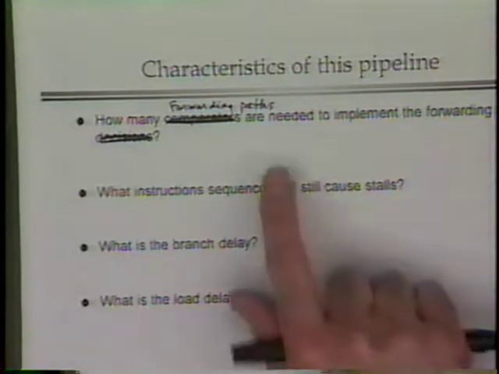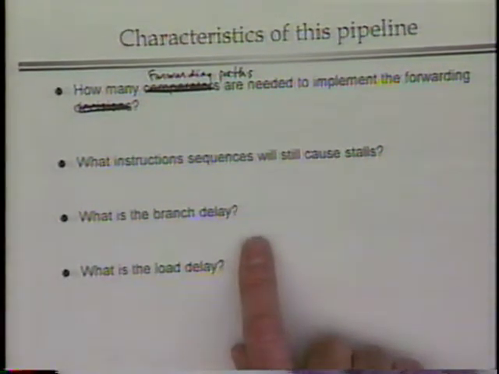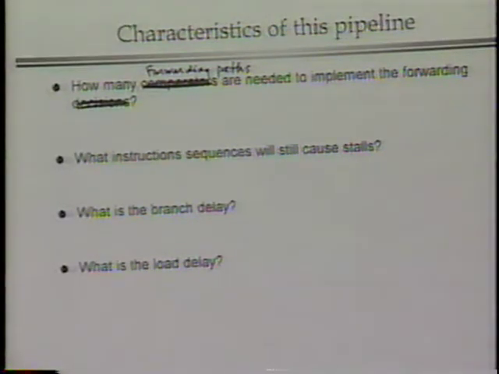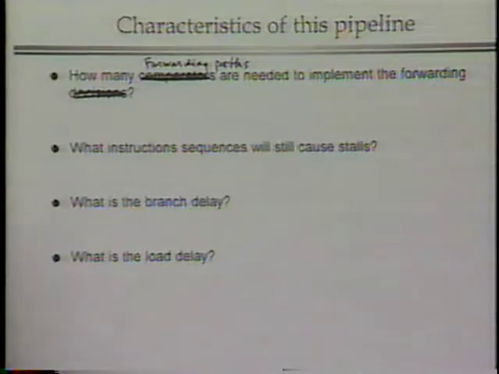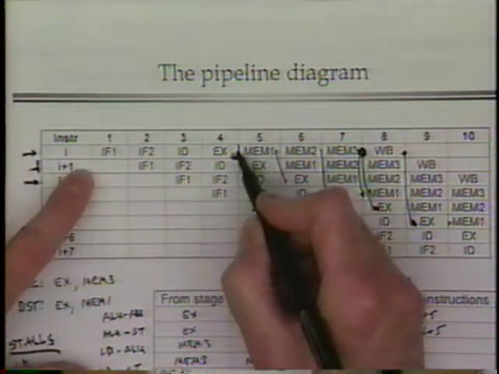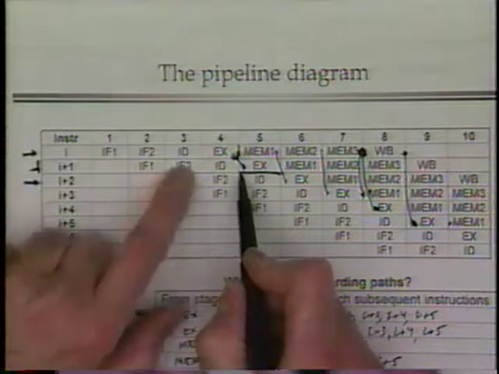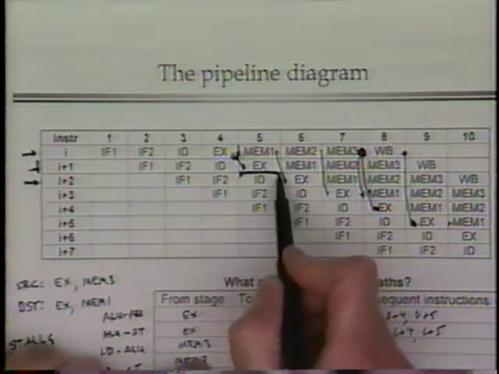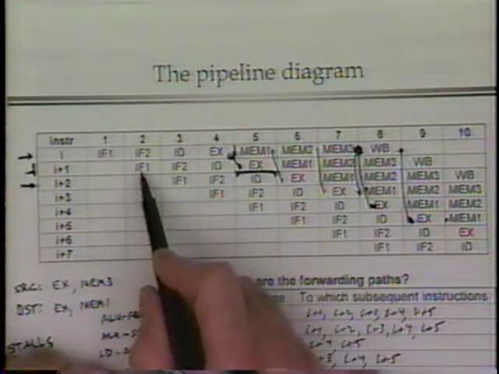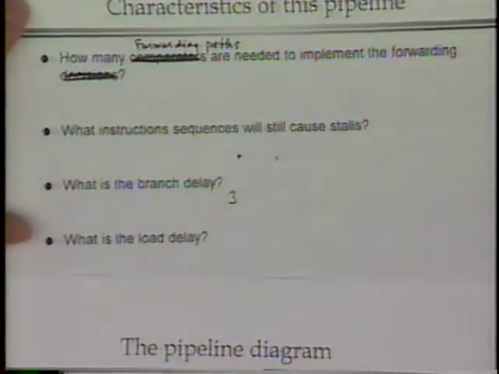Okay, I think we've answered most of the questions here. We understand how many forwarding paths. We talked about the instruction sequences that cause stalls. What about the branch delay? Let's just look at the simple case there. Our pipeline said that the branch condition was finally available at the end of execute. So if we're not doing anything clever, then at the end of execute, we know that the following instruction can be fetched, and that represents a 1, 2, 3 cycle delay away from the position that next instruction would normally have been fetched. So the simple answer is that the branch delay is 3 cycles.